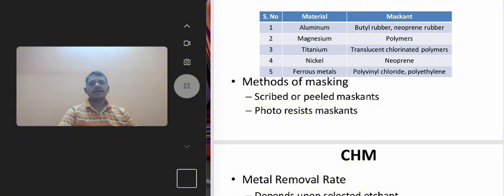Finally, the treated workpiece is dipped into the etching solution. After 5 to 15 minutes, the unwanted metal is removed from the workpiece and the finished part is washed thoroughly to eliminate all chemical residue.